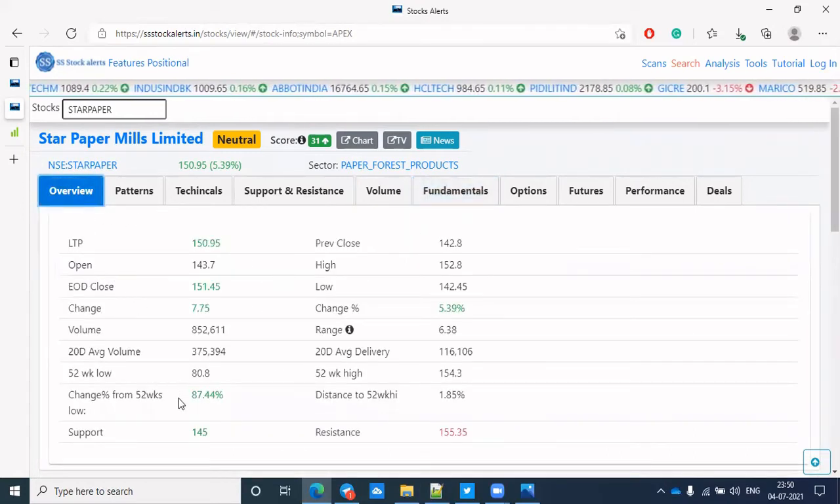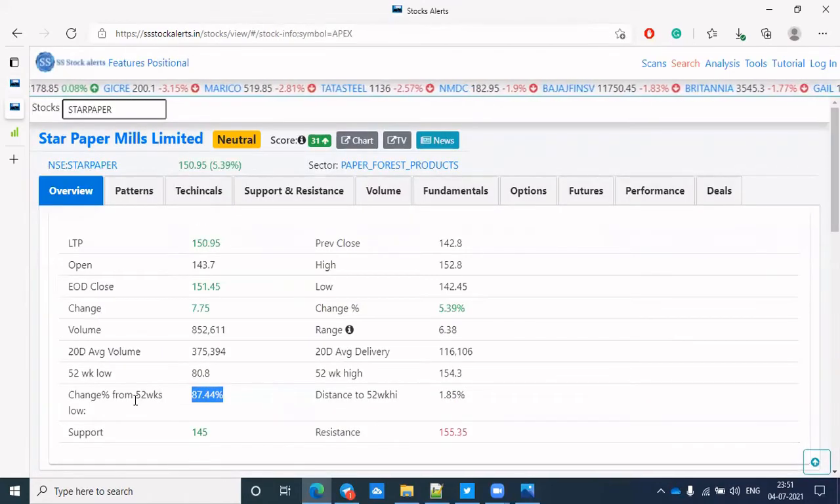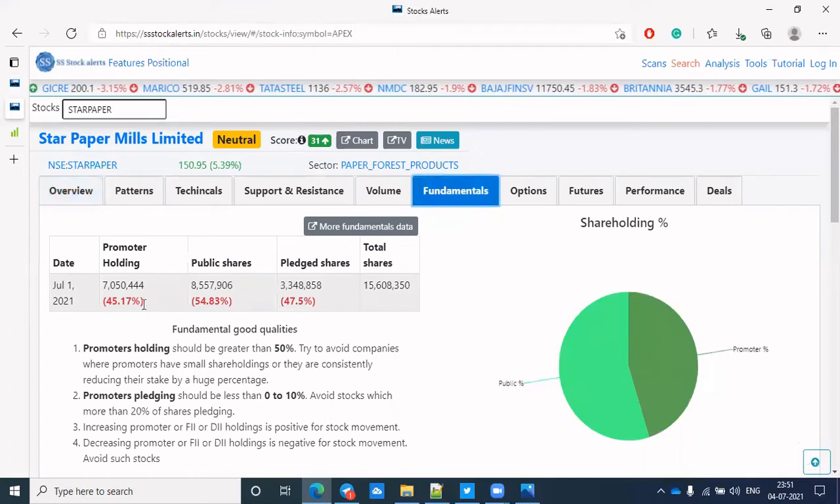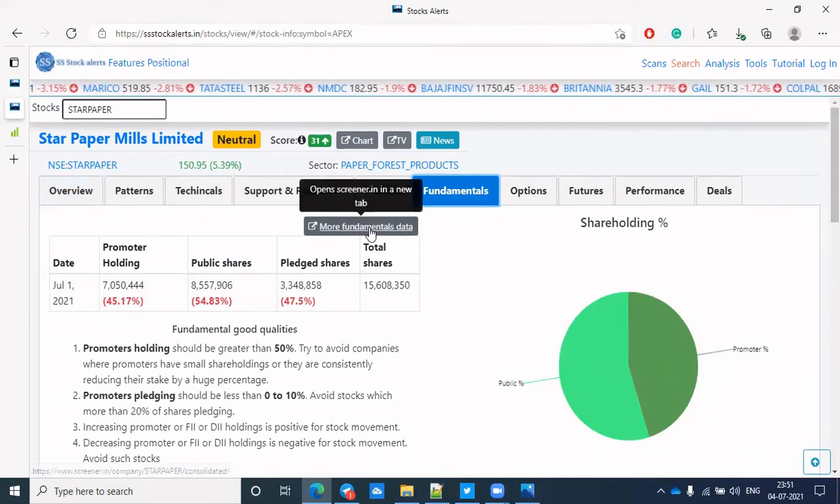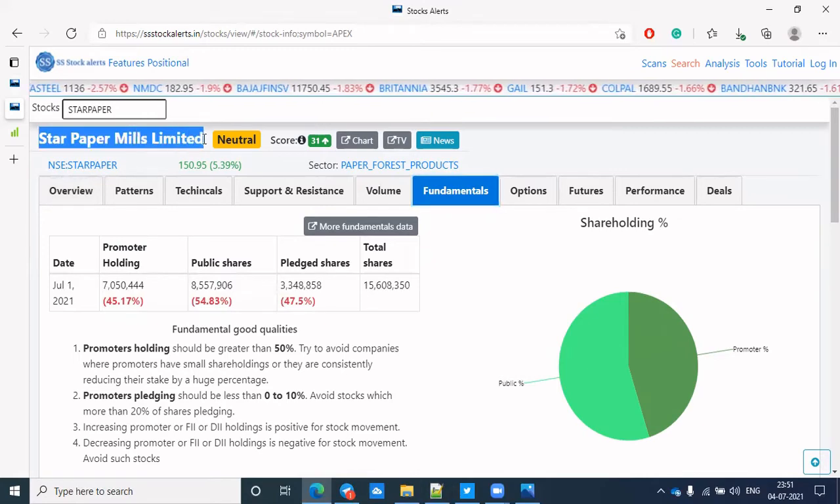If you still want to look at these factors, star paper has risen only 87 percent from its 52 week low, while the other one has given 100 percent. So definitely I would go with the other one. That's how you can look whenever there are two picks from the same sector. Go to each stock's info, go to the fundamentals and look at the results. If the fundamentals of both look good, go for the quarterly results, and you can do further checks. That's how I selected the other one instead of star paper.